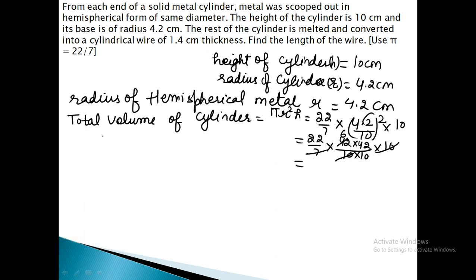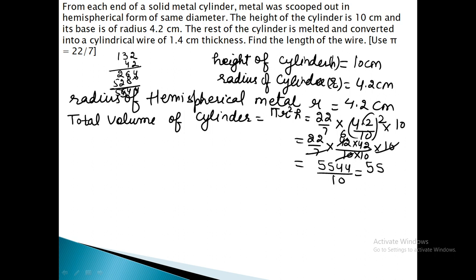You can calculate like this. 22 multiply 6, 132, and multiply by 42. 2 2 is 4, 2 3 is 6, 2 1 is 2, 2 4 is 8, 4 3 is 12, 4 1 is 4, 4 plus 1 is 5. We will get 5544 over 10, and after dividing by 10 we will get 55.